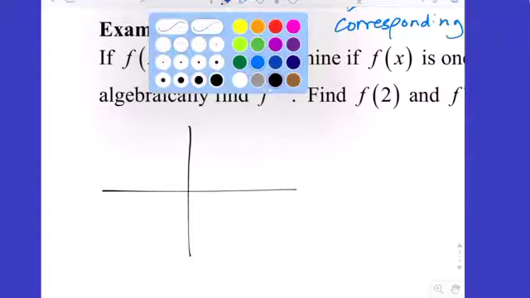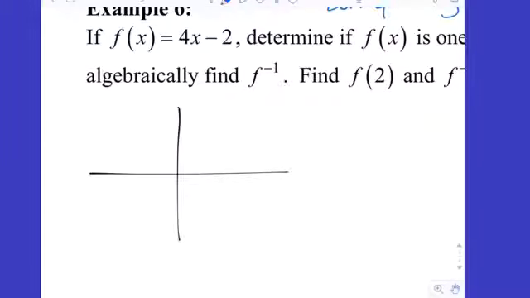What's that? Yeah, we got to graph it and see if it passes the horizontal line test. So this is a line with the y-intercept of negative 2, and the slope of 4. So it looks something like that. It's linear. You probably could have told that without graphing it, right?